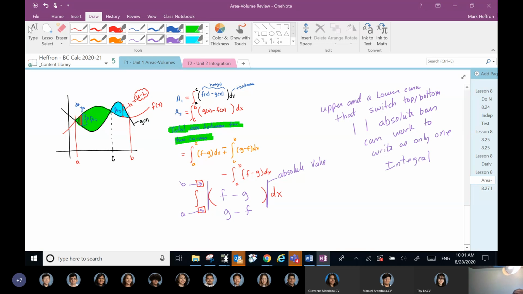What's really happening is, if we were to write the integral of f minus g from a all the way to b, this first green area would be positive, the second blue area would be negative, but because we have absolute value, we'd basically be saying plus a negative, and the absolute value bars would turn that one into a positive. Does that make sense?